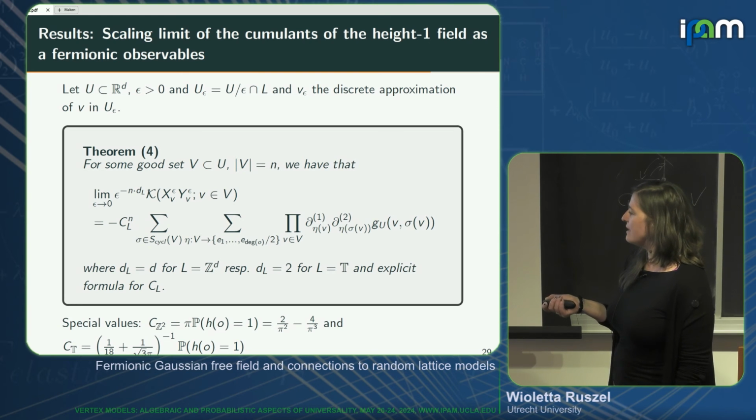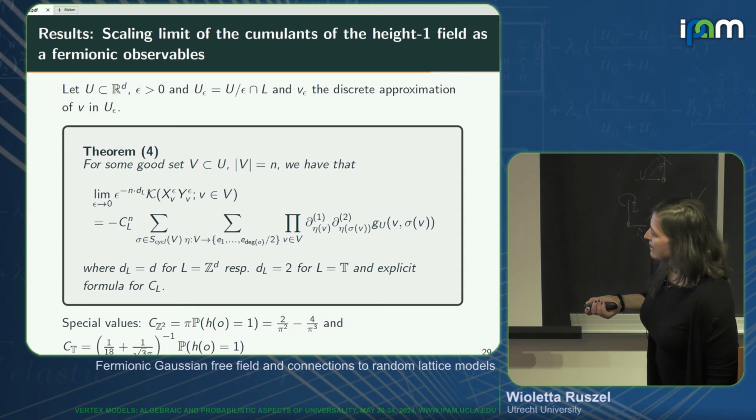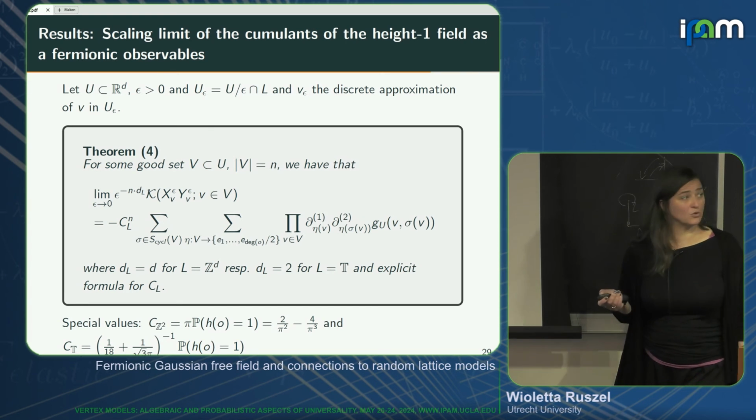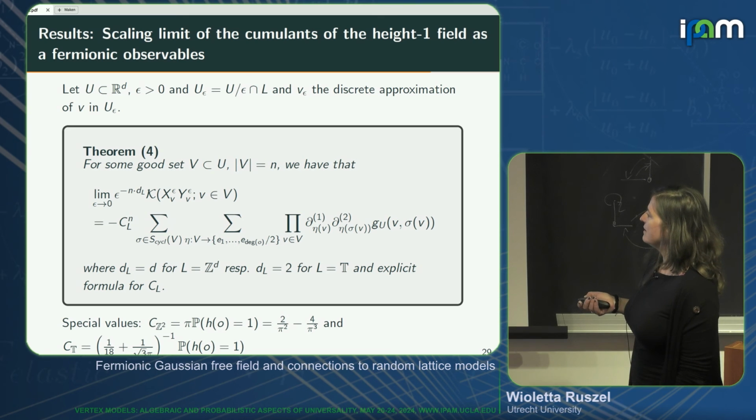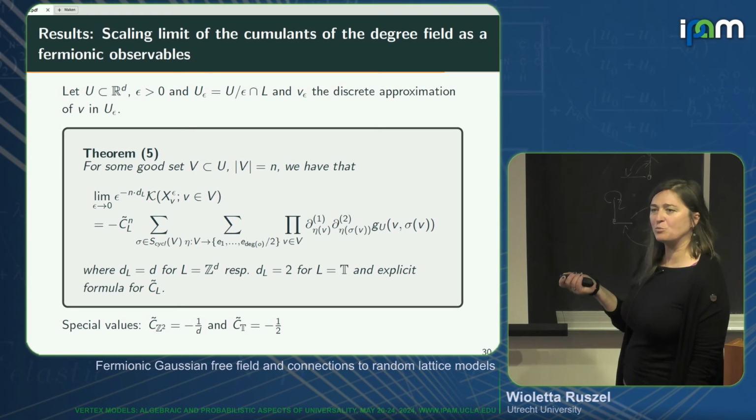Okay, so this is pi times this probability on Z2, and this constant for the triangular lattice is the correction terms times the probability, which is a very long expression for the height 1 probability on the triangular lattice, which we also know. And here this is for the uniform spanning tree. And if you see here, the formula is precisely the same.